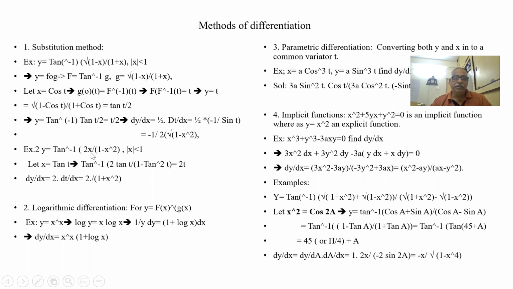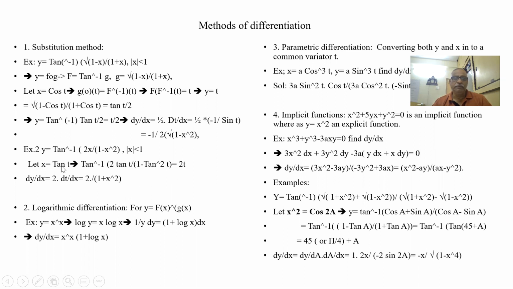Let us see here. Tan inverse 2x by 1 minus x square. We know 2 tan theta by 1 minus tan square theta is equal to tan 2 theta. So x is equal to tan theta. So this becomes 2 tan theta by 1 minus tan square theta, which is tan 2 theta. So that means tan inverse tan 2 theta is 2 theta itself, 2t itself. So dy by dx is 2 into dt by dx.